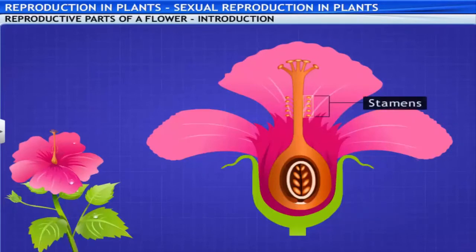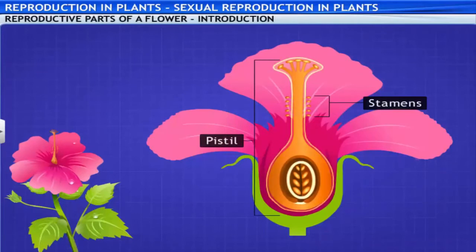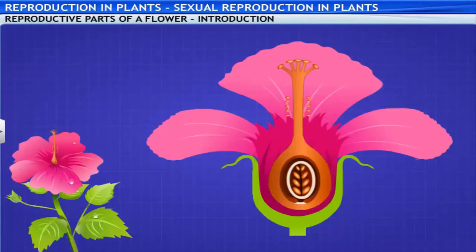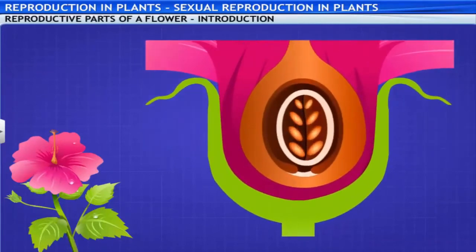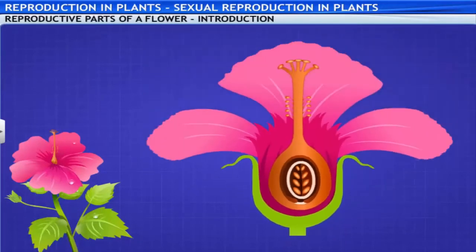The stamen is the male reproductive part and the pistil is the female reproductive part of a flower. They produce gametes, also known as reproductive cells, which help in reproduction. Let's take a closer look at each of these reproductive parts.